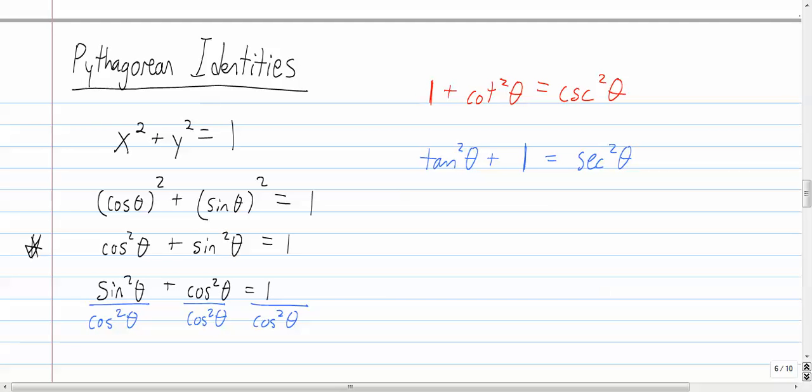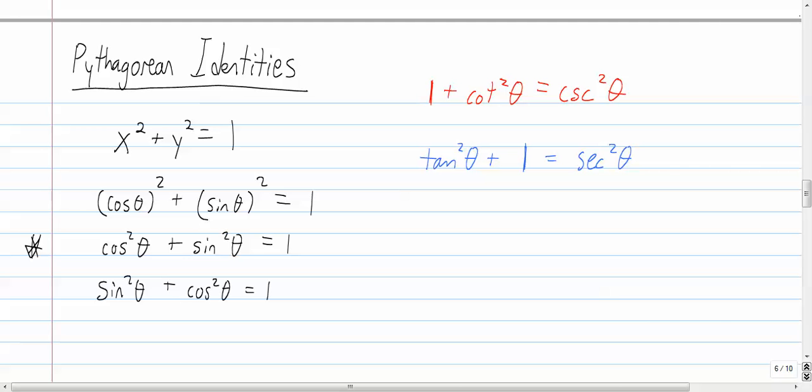So my three Pythagorean identities are: sine squared theta plus cosine squared theta equals 1; 1 plus cotangent squared theta equals cosecant squared theta; and tangent squared theta plus 1 equals secant squared theta.